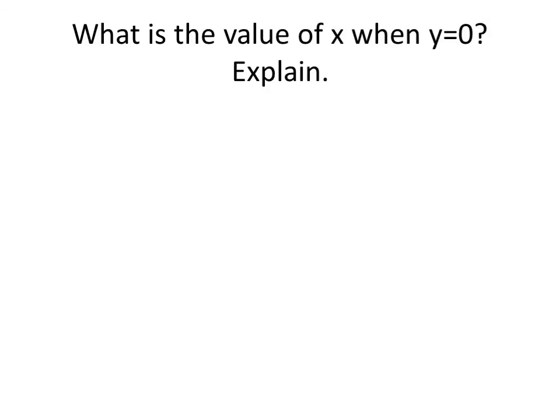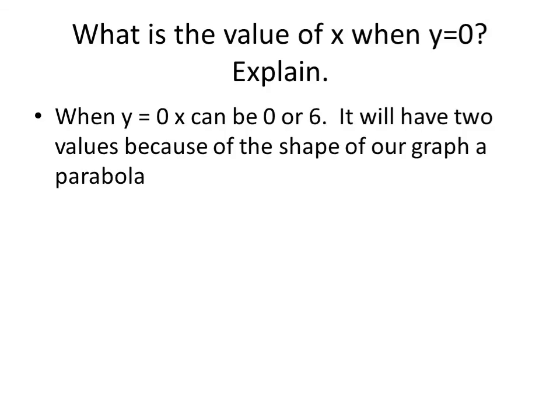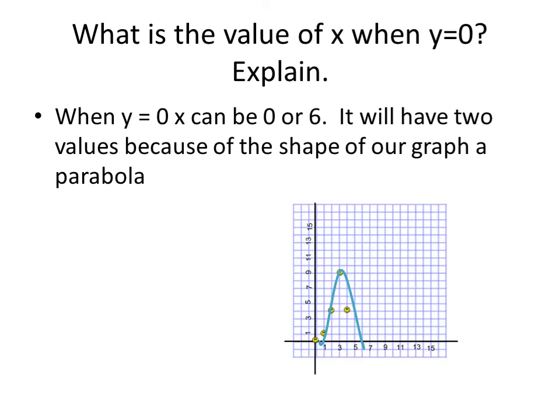Okay, finally, what is the value of x when y is 0? Explain. When y is 0, x can be 0 or 6. It will have two values because the shape of our graph is a parabola. See here at 0, 0, and then if I continued it on, it would be here at 6, 0.